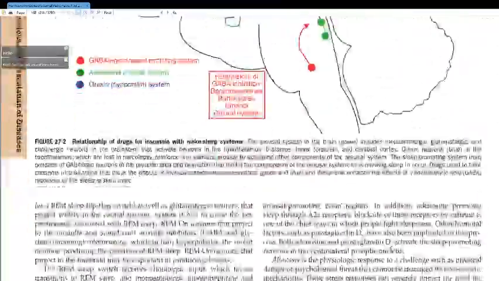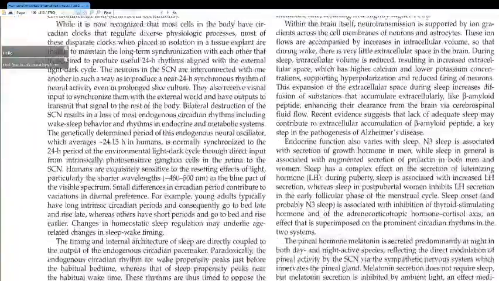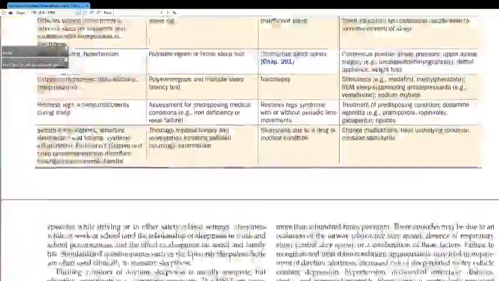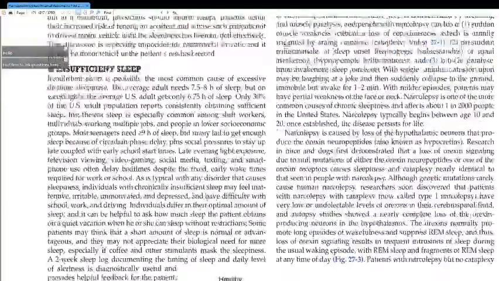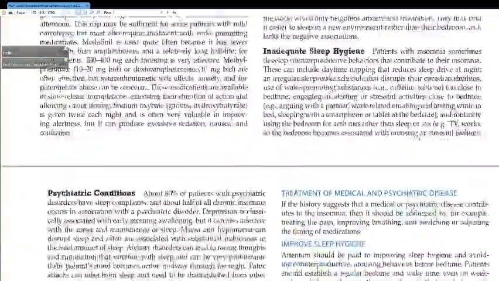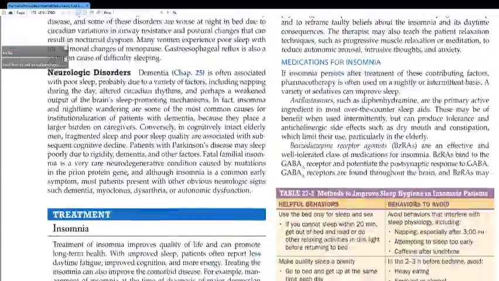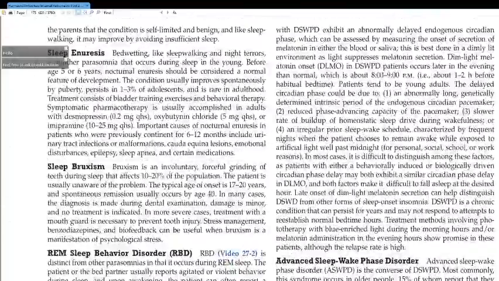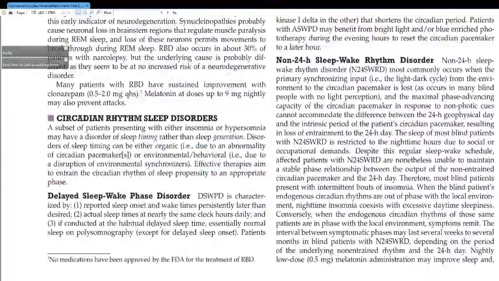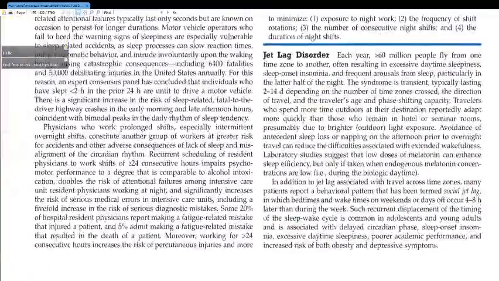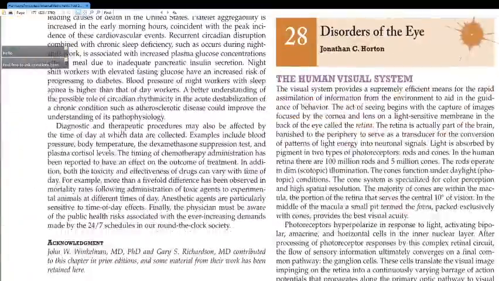Next chapter will be sleep disorders, and I am pretty much interested in this chapter. I hope this doesn't bore me, but it involves insomnia, narcolepsy, and I think I'll be doing somnambulism. It is a lot related to the subjects I like to read.